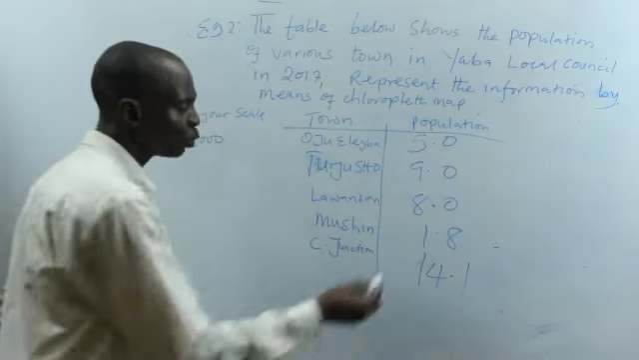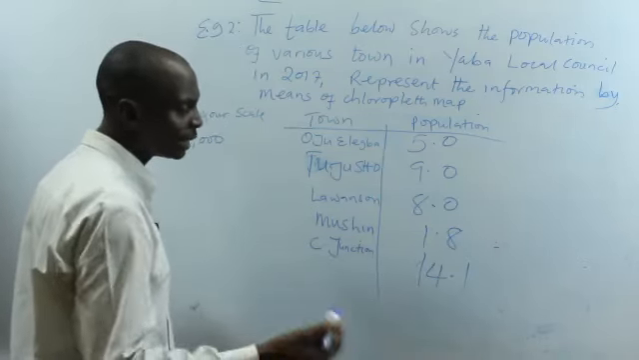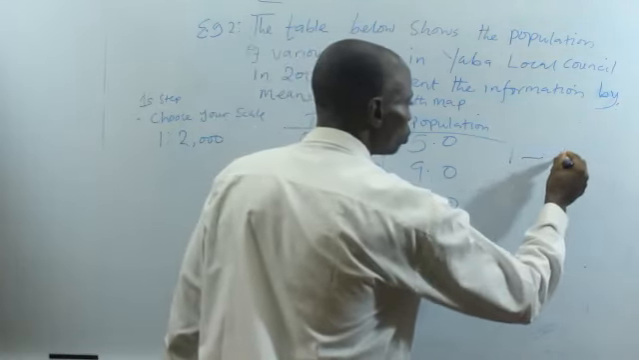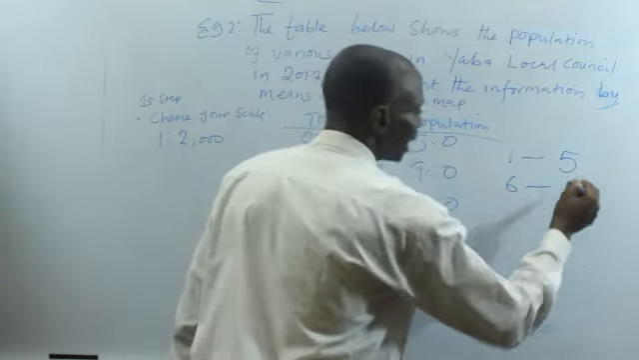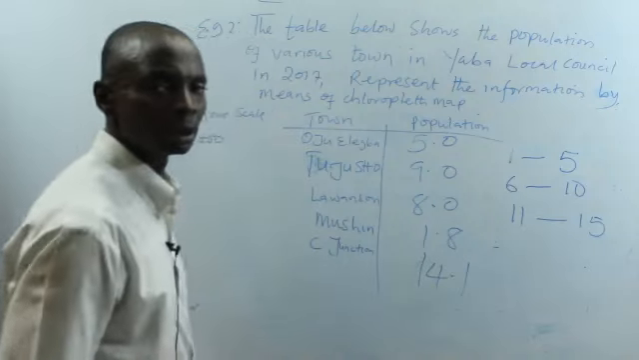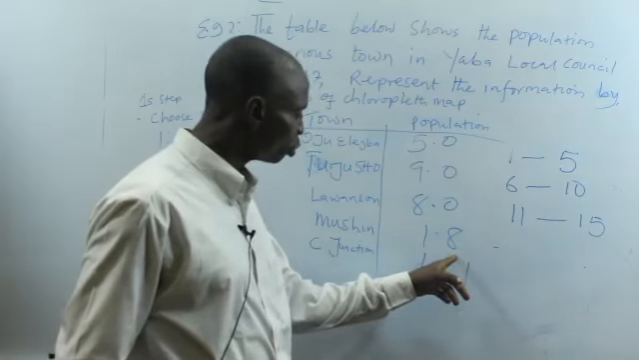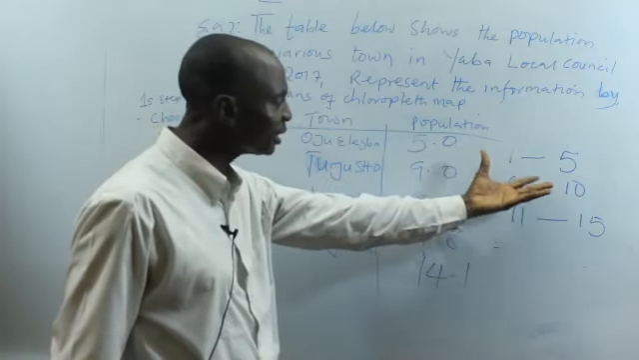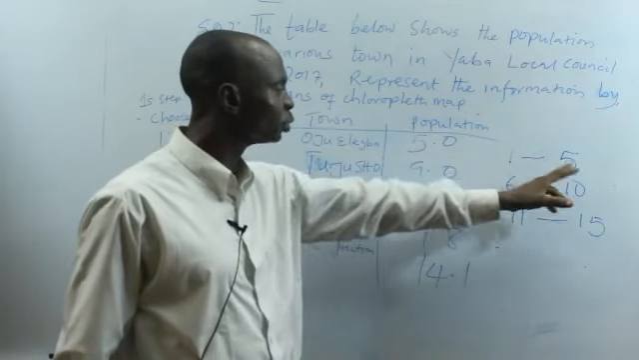Let's look at it. This is 1.8. The highest here is 14.1. You can take your scale to be maybe 1 to 5, 6 to 10, 11 to 15. Let me repeat again. Look here, we have 1.8, and the highest is 14.1. So you can conveniently group these towns into 3.